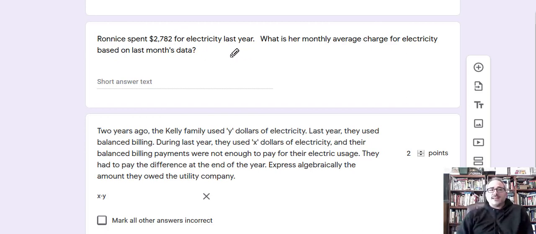This is pretty simple, right? Okay. Renice spent $2,782 last year for electricity. She wants to know her monthly average charge. So this is that balanced billing thing. That was what she spent last year. We're going to divide that by 12 because there are 12 months every year. And we need to do some computation here. Alexa, what's 2,782 divided by 12?